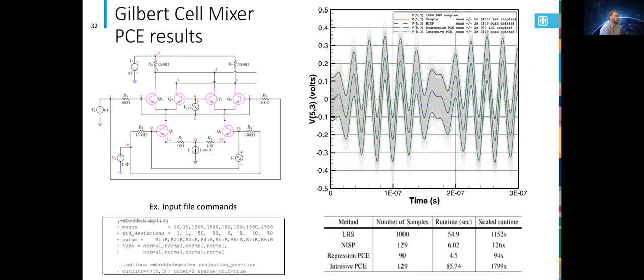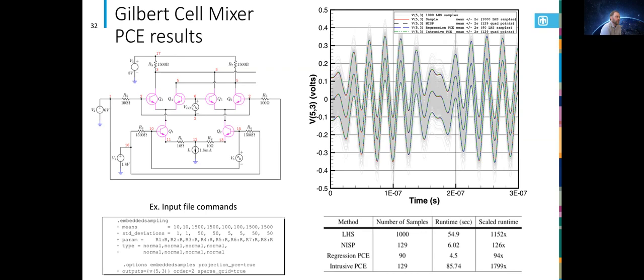And so what you see here in this case is that the gray lines are all of the individual samples from the Latin hypercube calculation, and then the solid lines, which basically all lie on top of each other, are the mean and plus or minus 2 sigma from all the different methods, including sampling as well as the 3 different PCE methods. And as you can see, they line up really, really well, at least to the eyeball norm. They seem to be giving roughly the same answer.